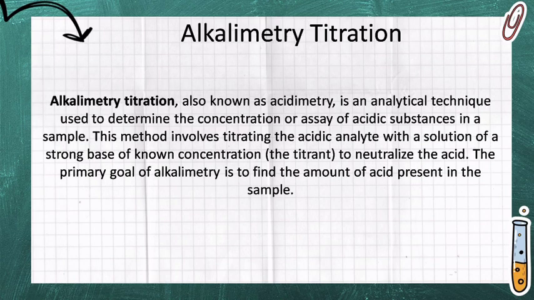Second, alkalimetry titration. Alkalimetry titration, also known as acidimetry, is an analytical technique used to determine the concentration or assay of acidic substances in a sample. This method involves titrating the acidic analyte with a solution of a strong base of known concentration, the titrant, to neutralize the acid. The primary goal of alkalimetry is to find the amount of acid present in the sample.